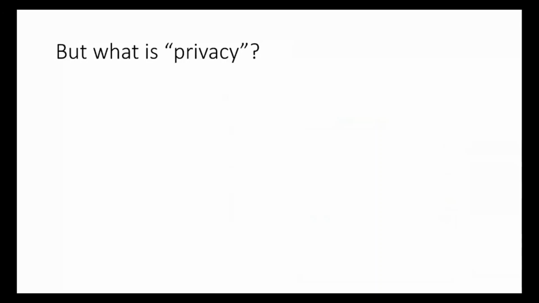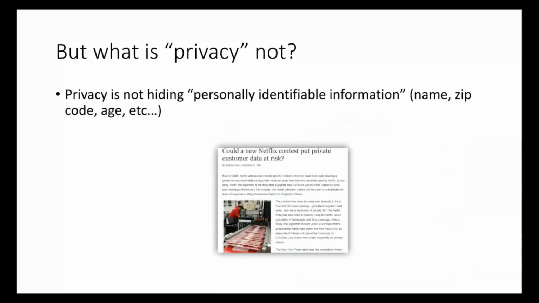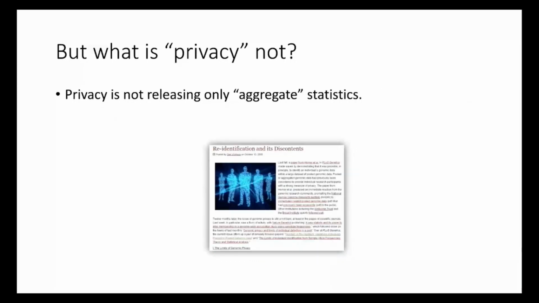Okay, so we've learned a couple of things from these examples. In particular, whatever privacy is, it's not accomplished by just removing personally identifiable information, things like name and zip code and age. And maybe a little more surprisingly, whatever privacy is, you don't get it just by releasing aggregate statistics. Okay, so instead we have to think a little bit harder about what we might mean really when we use the English word privacy.